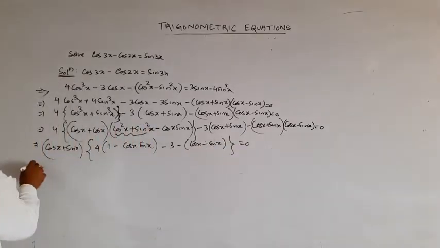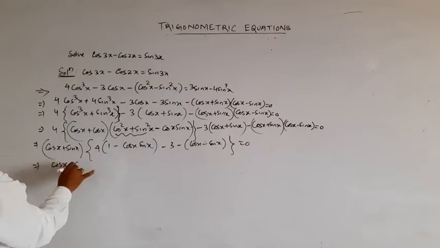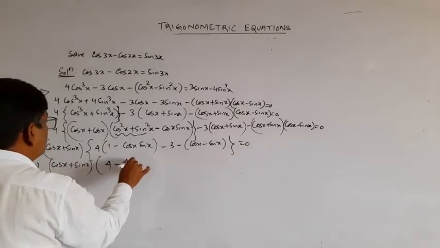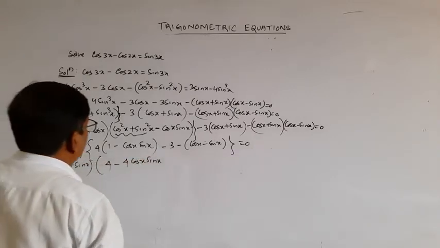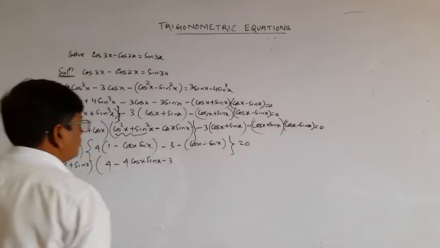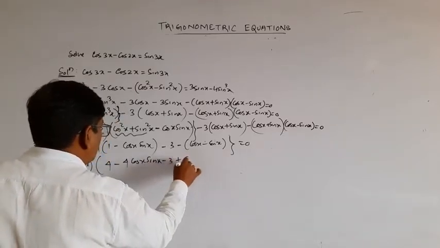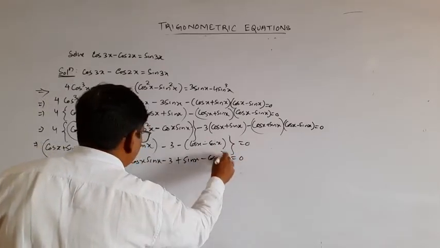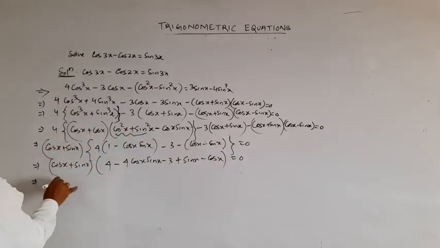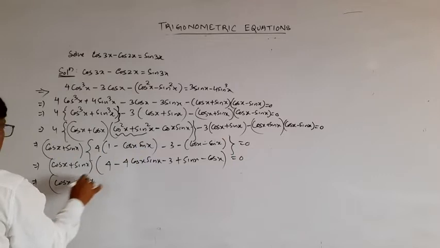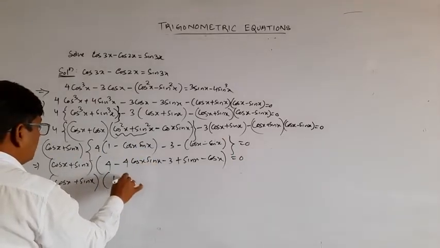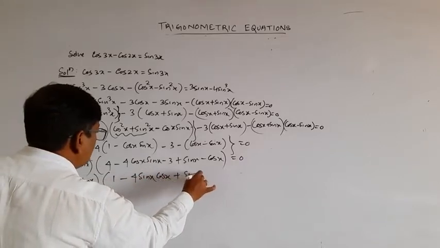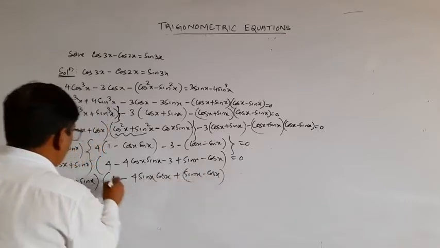So that implies cos x plus sin x, and this is what? 4 minus 4 cos x into sin x minus 3, and this is what? Sin x plus sin x minus cos x is equal to 0. So that implies cos x plus sin x into 4 minus 3, that is 1 minus 4 sin x into cos x plus sin x minus cos x is equal to 0.